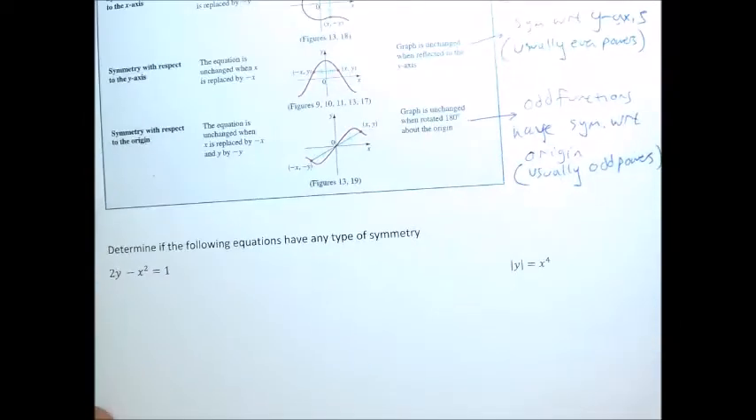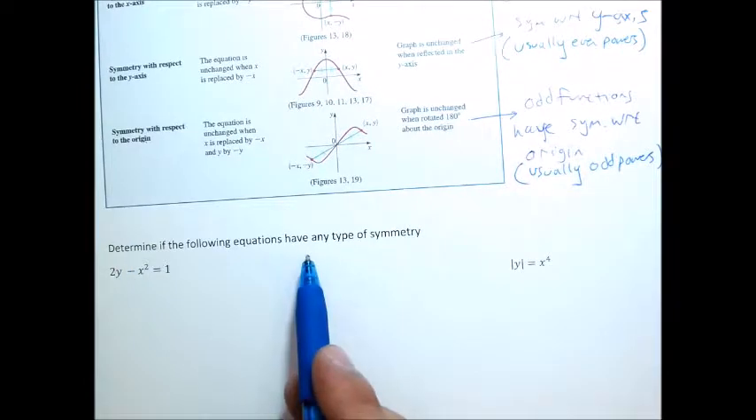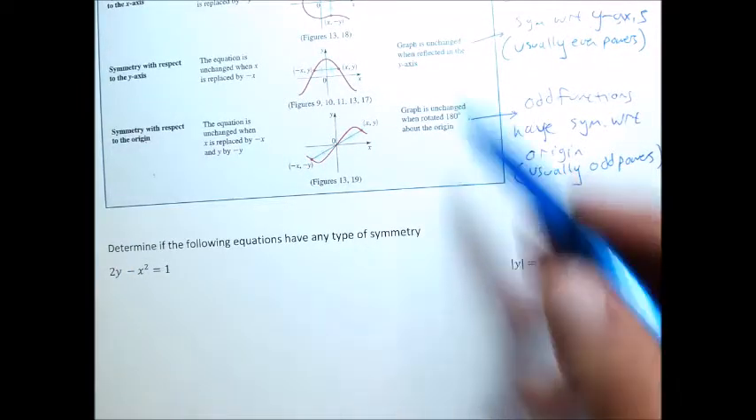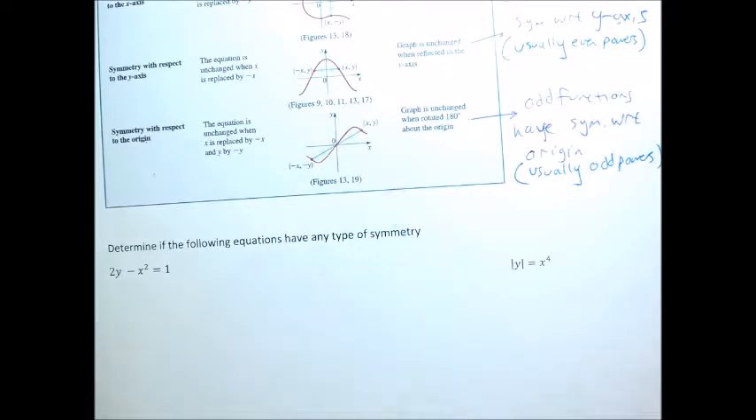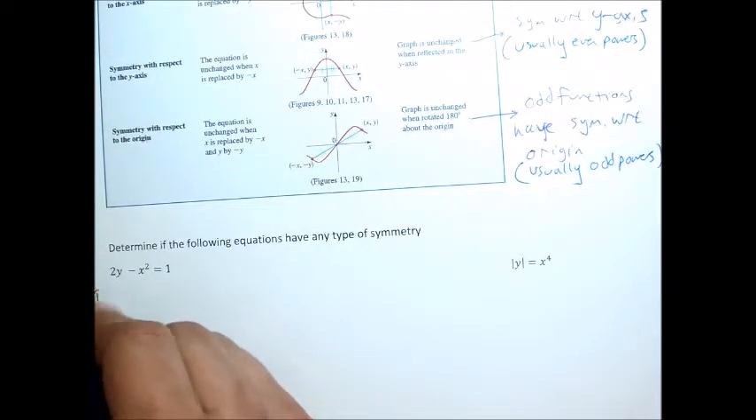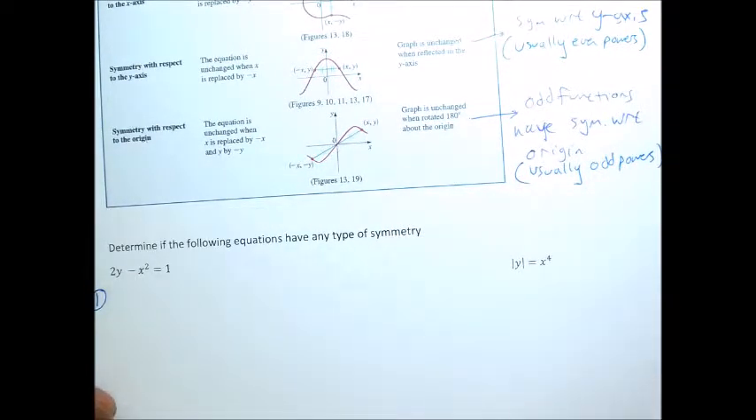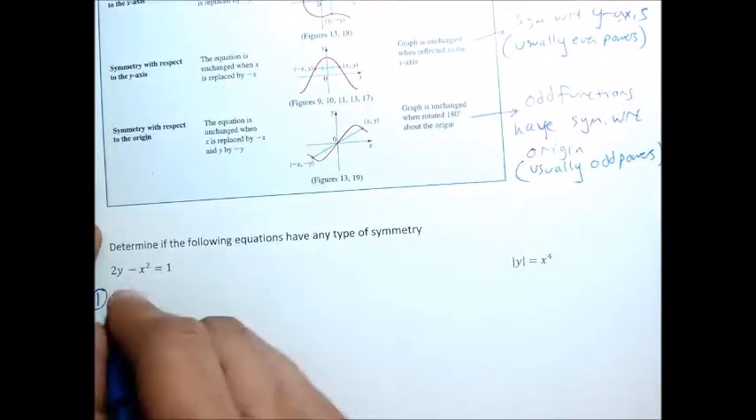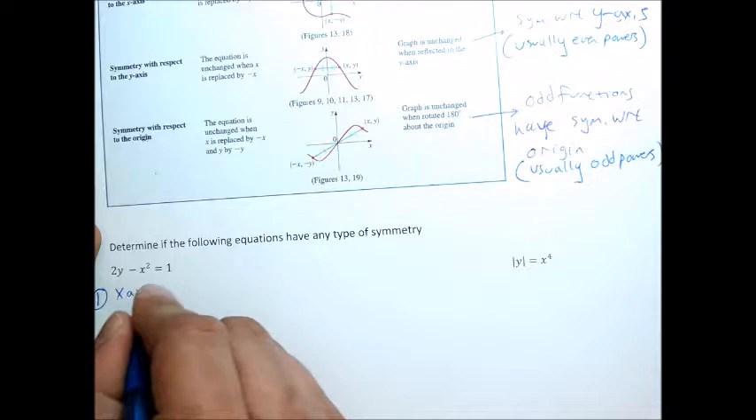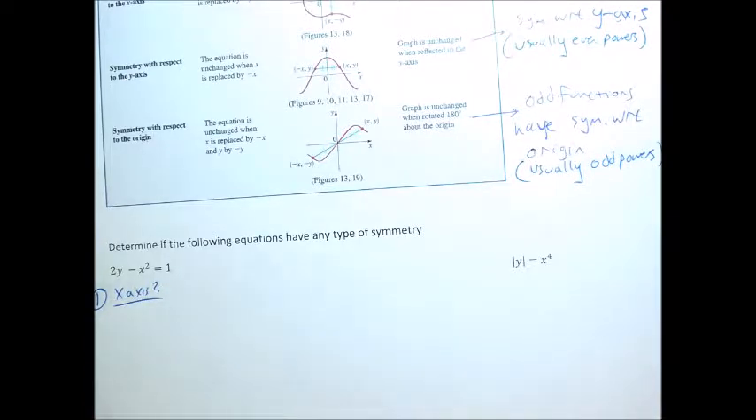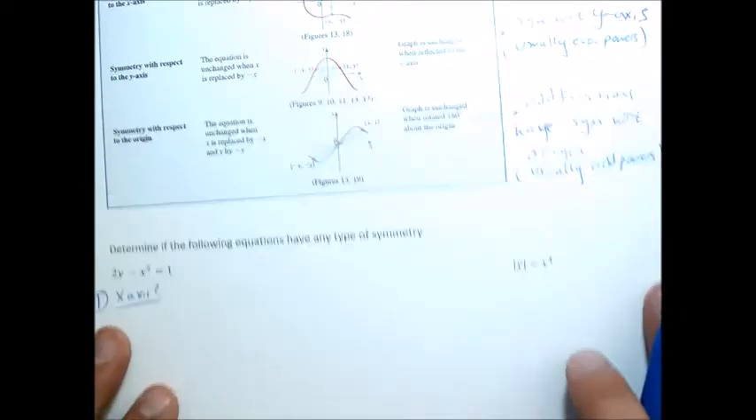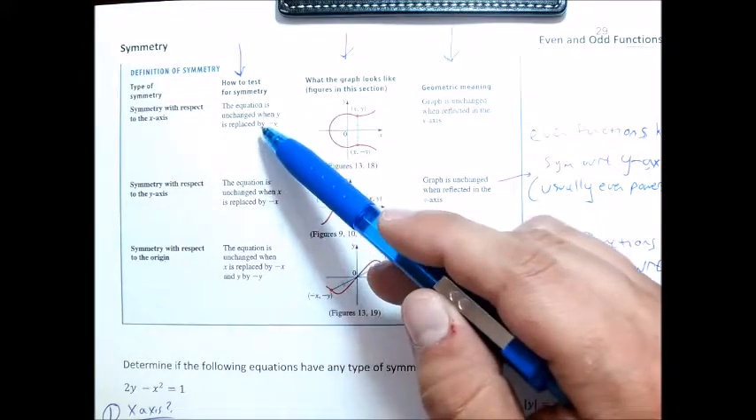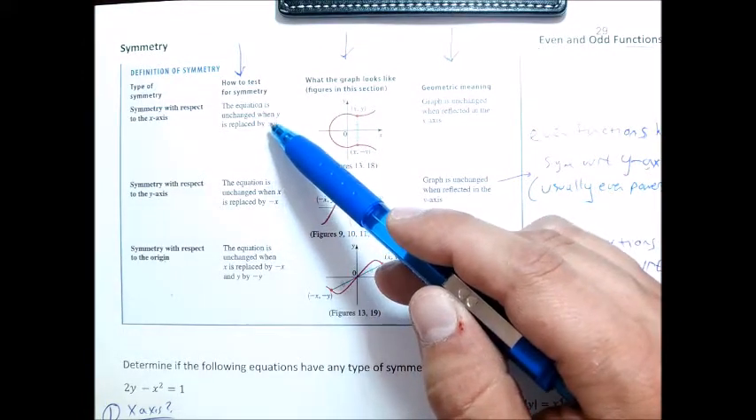All right, let's look at one of these. Let's determine if the following equations have any types of symmetry. We're going to test all three of these on each one. The first one is symmetry with respect to the x-axis. So I'll say x-axis, question mark. What you do is you replace y with negative y and see if the equation changes.